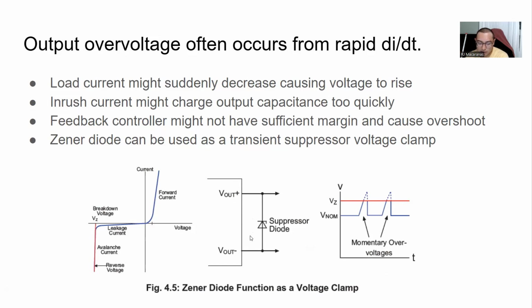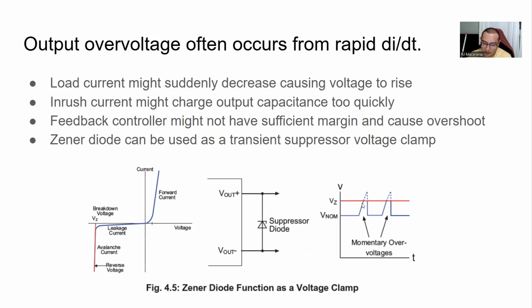hooked up in parallel with the output voltage such that under normal operating conditions it is reverse biased, it's going to have this characteristic where it just allows the output voltage to be clamped to its Zener voltage. So obviously you want to choose this Zener diode to have a Zener voltage that is above your nominal voltage.